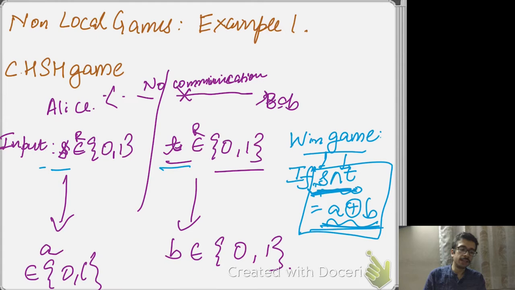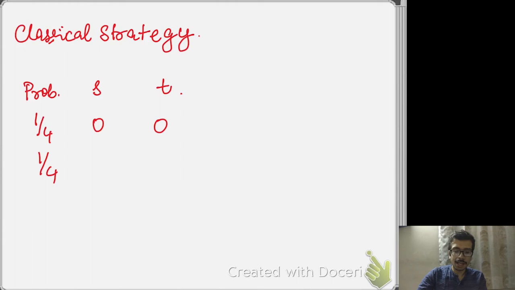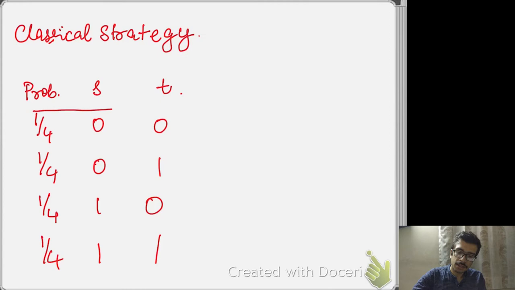Okay. So let's see how to do it classically first. Let's try a classical approach. Classically, let's try to analyze the correct output for each of the cases. With 1/4 probability, S and T are both 0. With 1/4 probability, S is 0, T is 1. With 1/4 probability, S is 1 and T is 0. And with 1/4 probability, both are going to be 1. Now let's look at what is the value of A XOR B for winning.